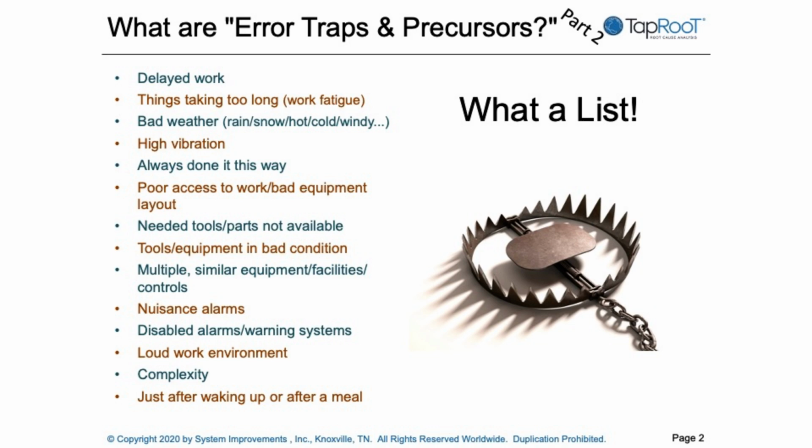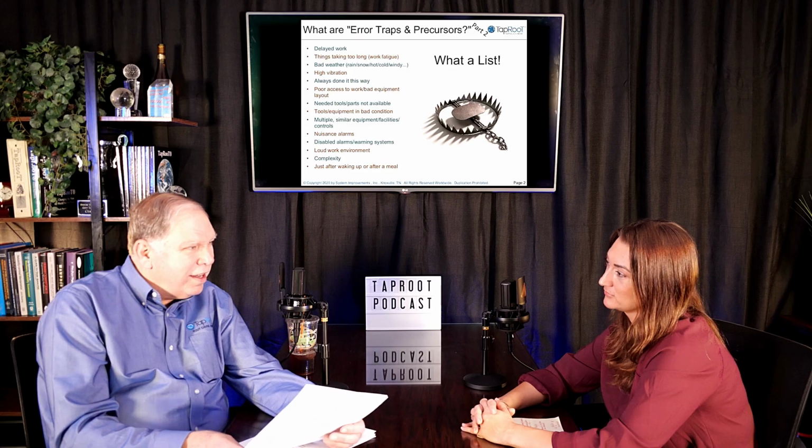Delayed work, things taking too long, work fatigue, bad weather, rain, snow, hot, cold, windy, high vibrations, always done it this way, poor access to work, bad equipment layout, need tools, parts not available, tools, equipment in bad condition, multiple similar equipment, facilities or controls, nuisance alarms, disabled alarms or warning systems, loud work environment, complexity, just after waking up or after a meal. Okay. Now that's the list.